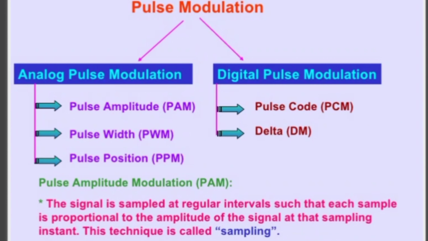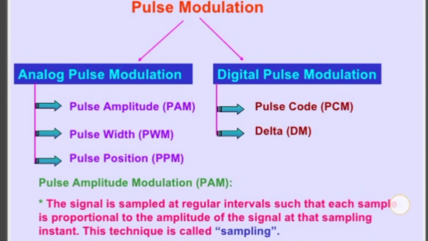What is sampling? A signal is sampled at regular intervals such that each sample is proportional to the amplitude of the signal at that sampling instant. This technique is called sampling. Sampling and quantization are the two methods we use in digital modulation techniques, that is pulse code modulation and delta modulation. Pulse code modulation comes under digital. Analog pulse modulation techniques are 3 again.